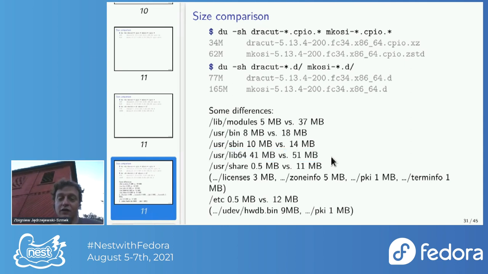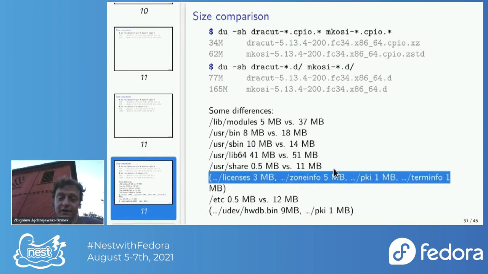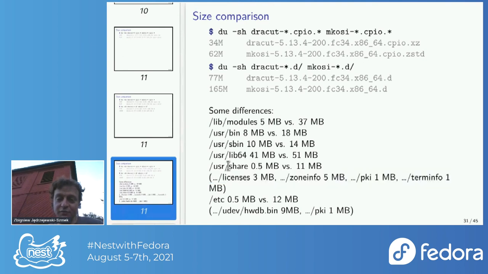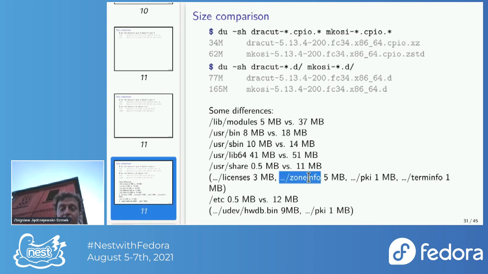And then there are some sizes. I have 10.5 megabytes more in user share, and one of the items that surprised me is that there's 3 megabytes of license files, 5 megabytes of zone info data. Zone info is actually, there was a proposal to stop pulling in zone info from, right now it is pulled in from glibc, and glibc doesn't really need it. So maybe it seems that this will go away on its own.